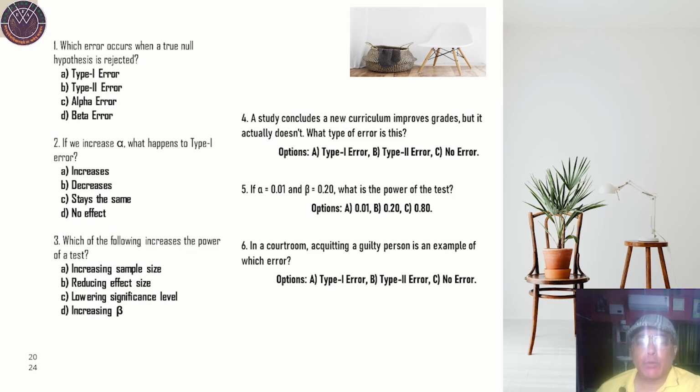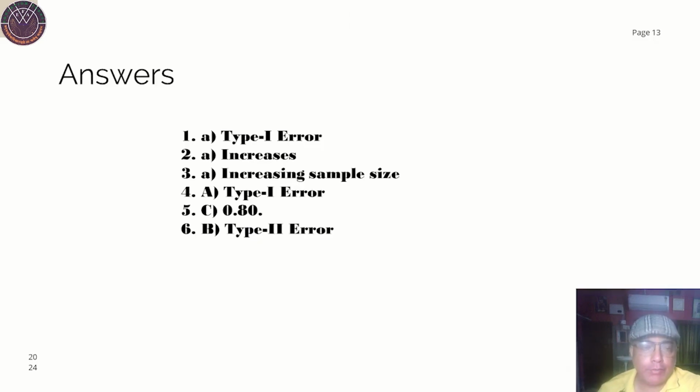In a courtroom, acquitting a guilty person is an example of which error? A guilty person is there, and if you acquit him, if you make him free, then it's type 2 error. So you can compare the answers with these. The first is type 1 error, the second is increases, so sample size is the answer of the third, then type 1 error, then 0.80, and the last one is type 2 error.